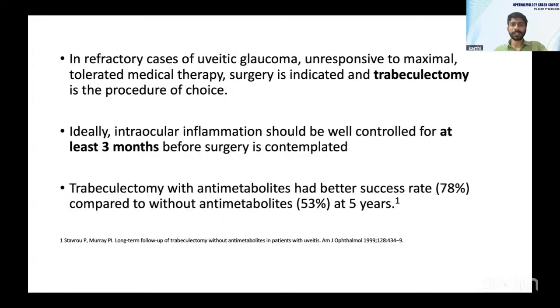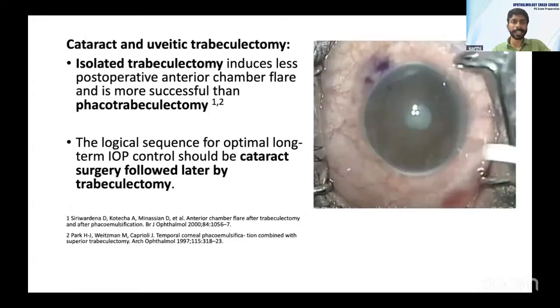Ideally, intraocular pressure and inflammation should be controlled at least 3 months before any surgery. Trabeculectomy with antimetabolites has a better success rate. When there is cataract and uveitis at the same time, it's better to first do an isolated trabeculectomy, because it has less inflammation compared to phacotrabeculectomy. The logical sequence for optimal long-term IOP control should be first cataract surgery followed by trabeculectomy, as the cataract surgery will also deepen the anterior chamber.